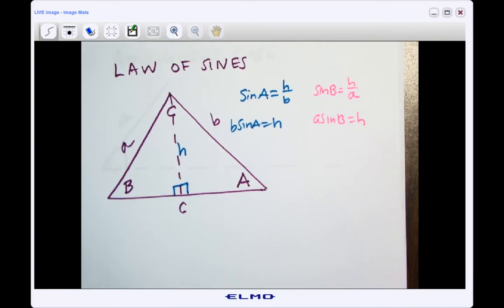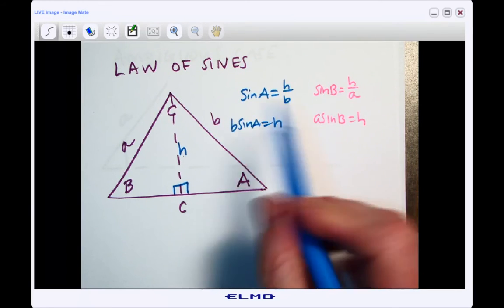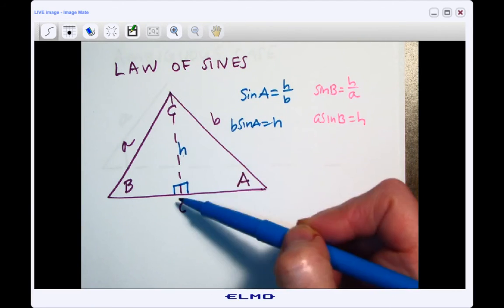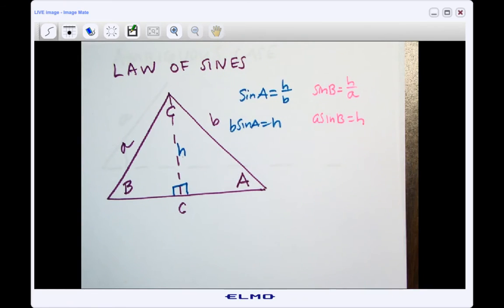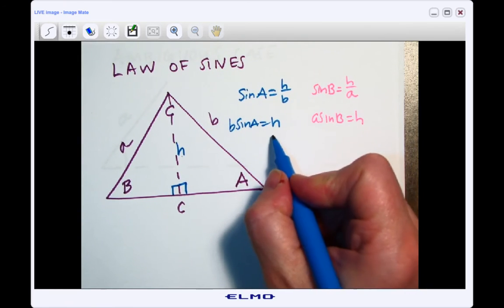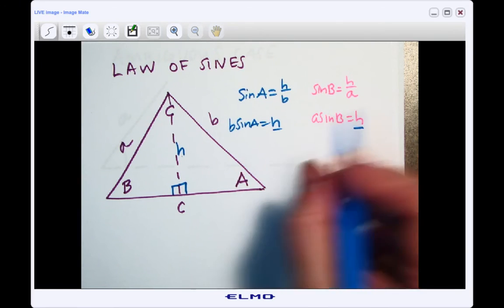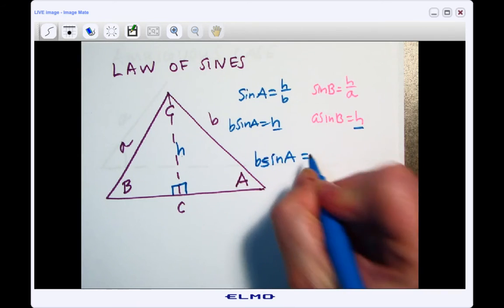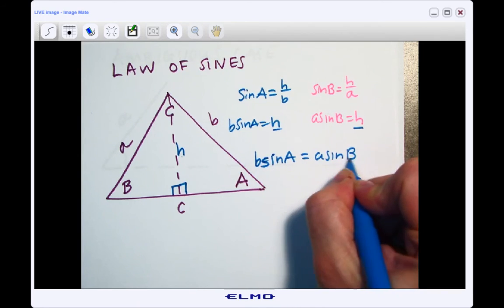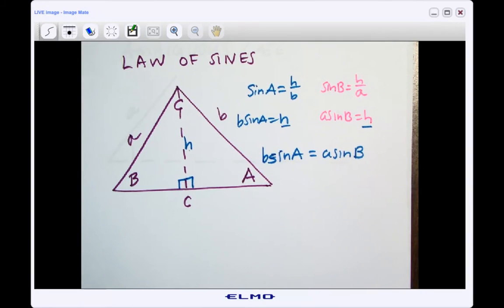clearly we can see that in this triangle, this H and this H are the same, because obviously it's the same exact side. So on this triangle, the height and the height are the same thing, right? So what could we say here? Since these two things are the same, I could use my transitive property and say that those two things also have to be the same. If two things are equal to the same thing, then they're equal to each other.